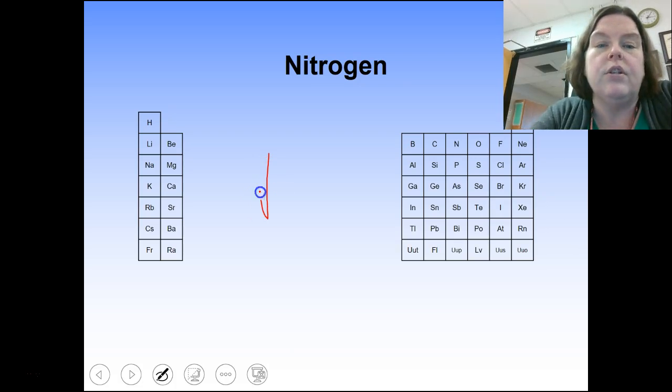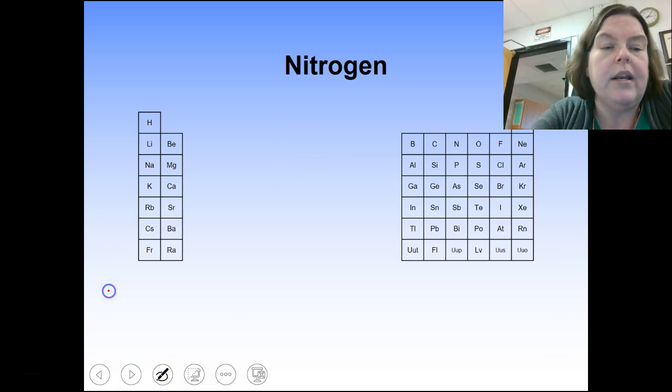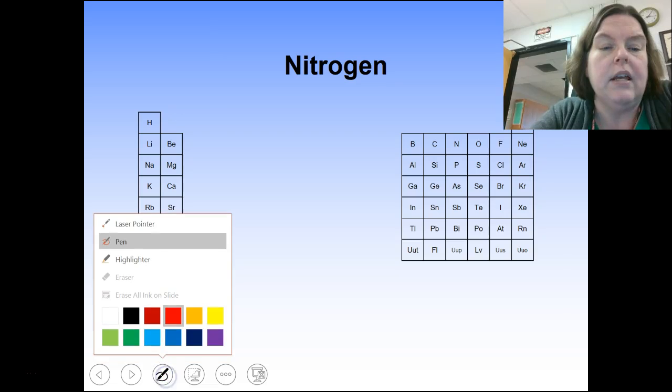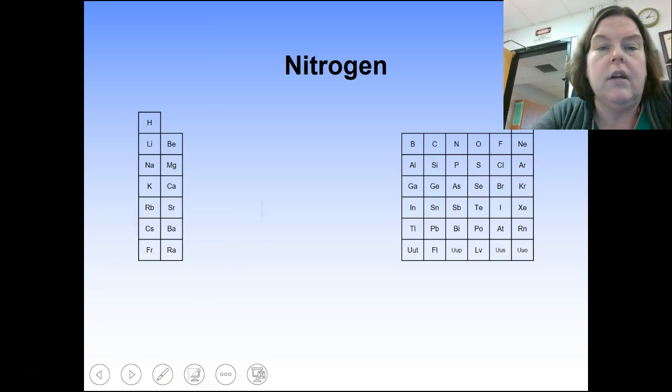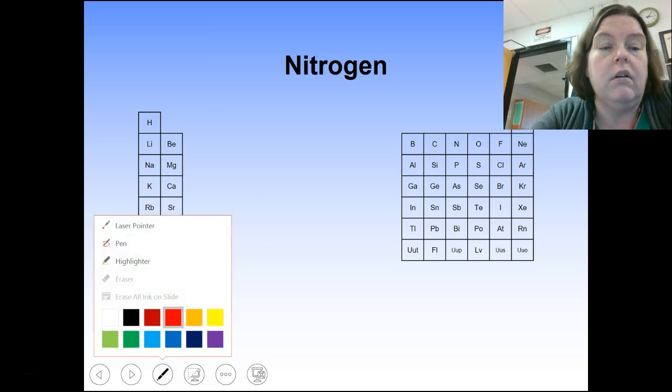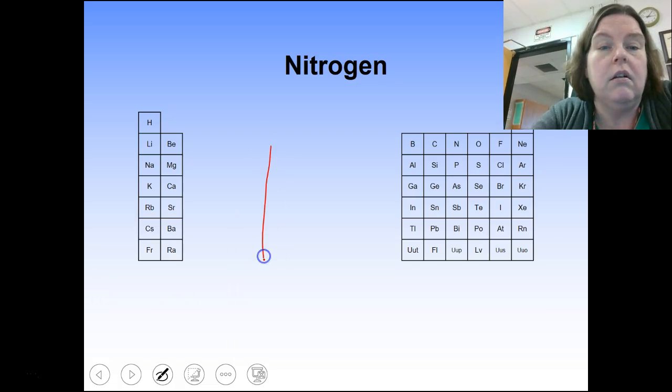Nitrogen, here we go, nitrogen. I'm not drawing very well right now. Okay, let's try that again. So nitrogen. Nitrogen has 1, 2, 3, 4, 5 valence electrons.